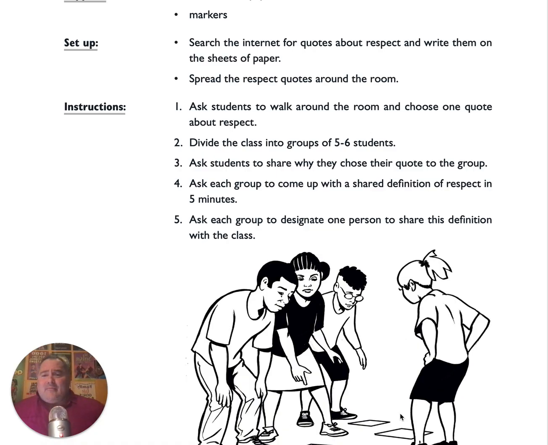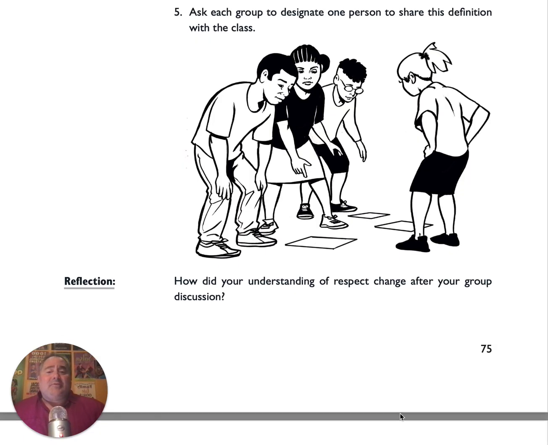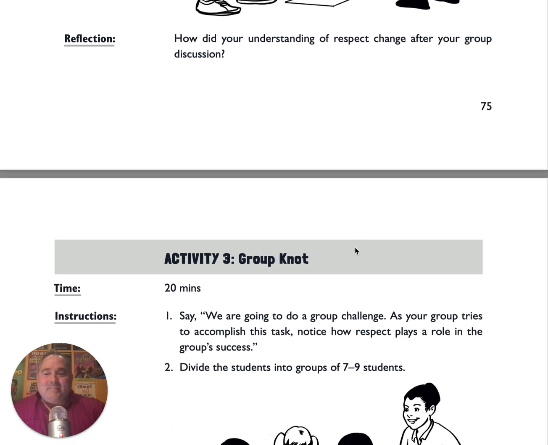And so, okay, everybody at first shares their quote to the group. Then ask them to come up with a shared definition of respect in 5 minutes. Usually it takes more than 5 minutes to come up with those words, but just have them limit it to 5 minutes so it really pushes the issue. Then finally, ask each group to designate one person to share this definition with the entire class. All right? Okay, at the end, how did your understanding of respect change after your group discussion? You'll notice in the illustration, they sort of look at the quotes. I left them on the floor. You could also post them on the wall. That's up to you. Okay.